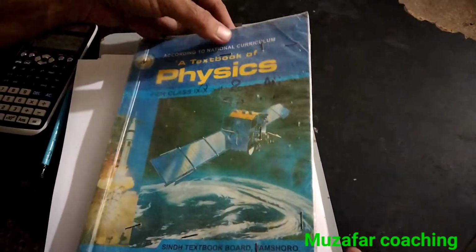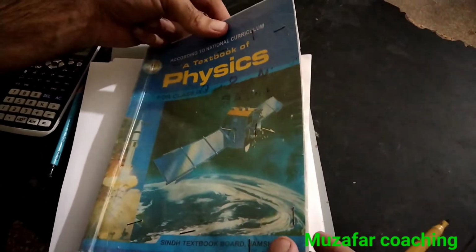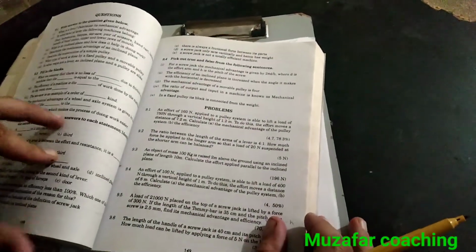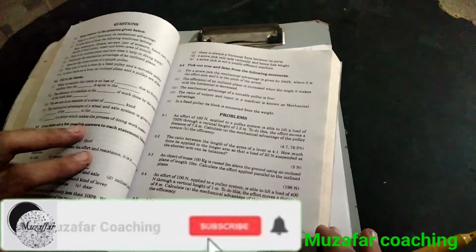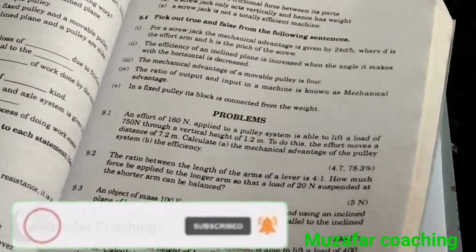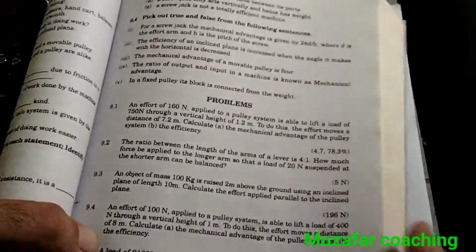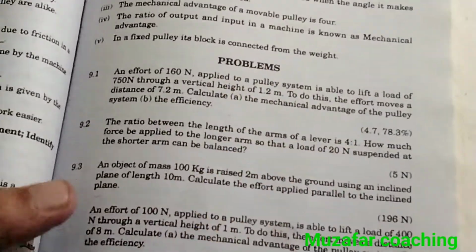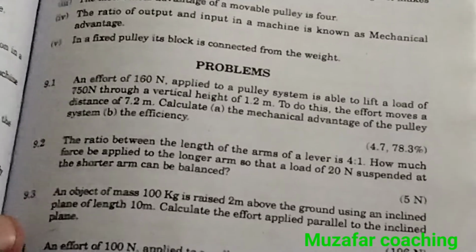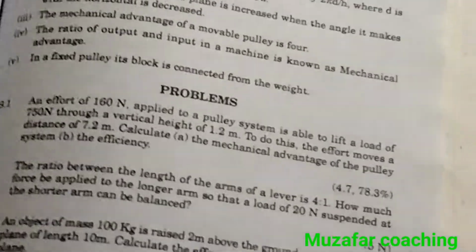Bismillahirrahmanirrahim. Today I will be explaining the numericals in detail. Today we will be doing the chapter on simple machines of class 10th. As you can see, there are 6 numericals in this chapter. So one by one I will explain these numericals in detail.